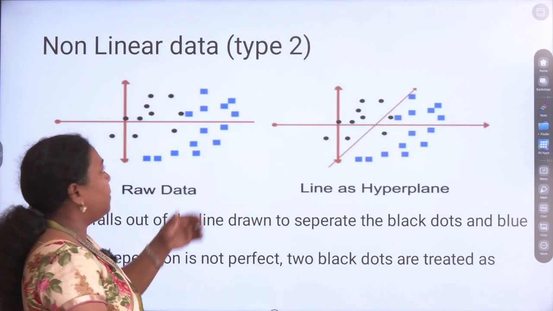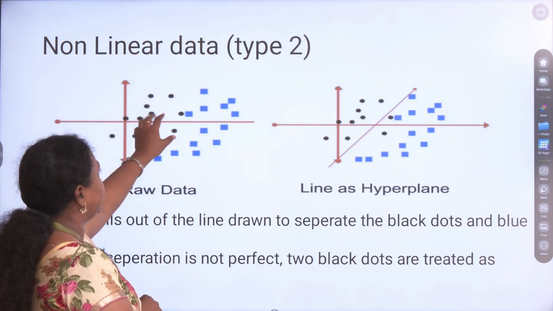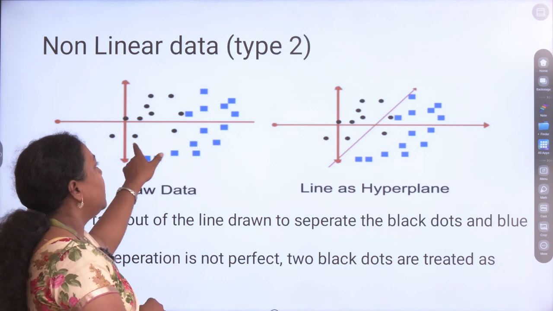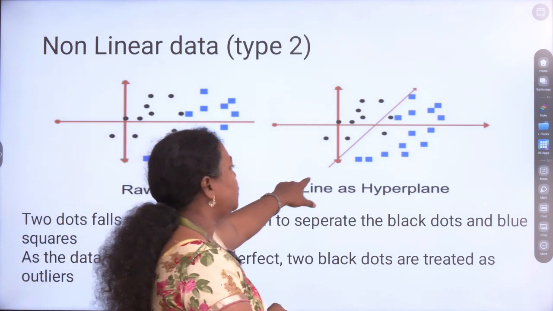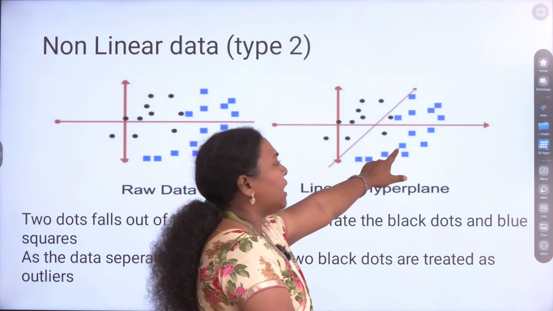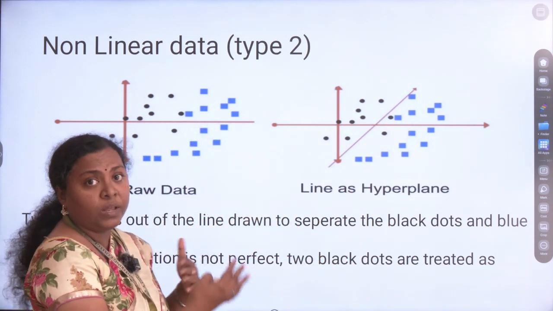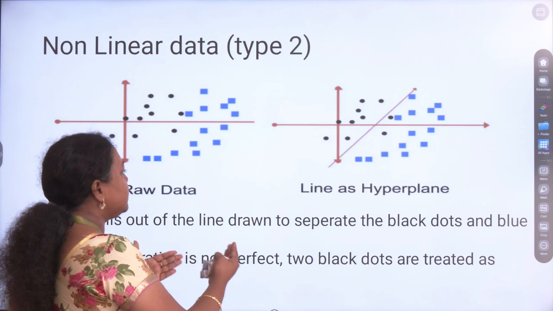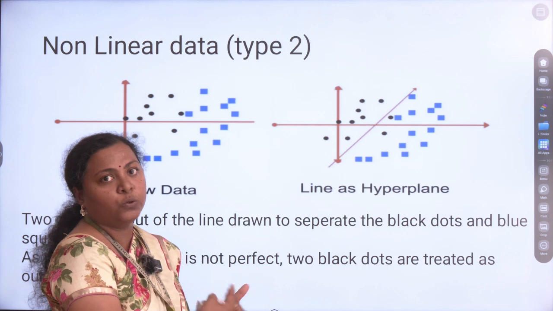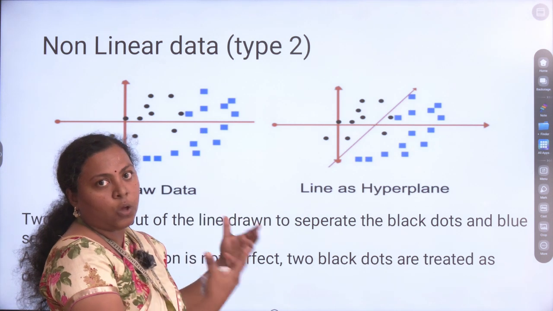The next type of non-linear data is where few of the data points are slightly closer to the other data. If we draw a hyperplane for this, two of the black dots lie in the blue square part, which means there is an overlap in the data. So this hyperplane misses some information, which can lead to misclassification, and this doesn't give us the optimal result.